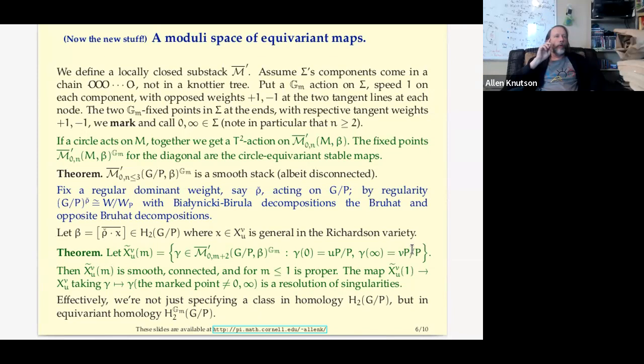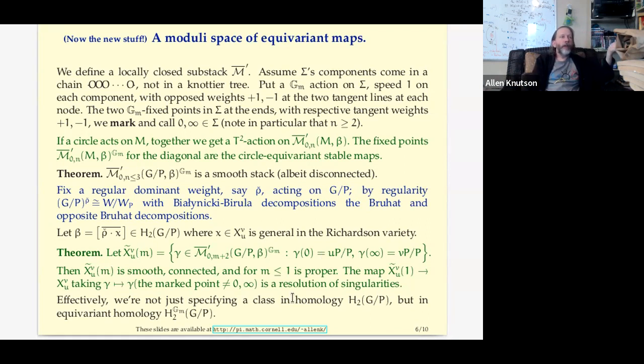So what's going to happen, maybe this is not quite your question, is I'm going to be evaluating, there's a map on here to G mod P, this guy that says, where does the point one go? So zero is going to go here, infinity is going to go there, and I'm asking, where does one go? And one is not one of these nodal points. So it's not going to a T-fixed point, probably. So I ask where the one goes, and the answer is it will land inside the Richardson from U to V.